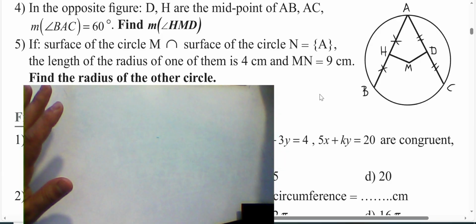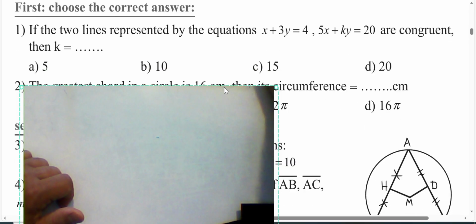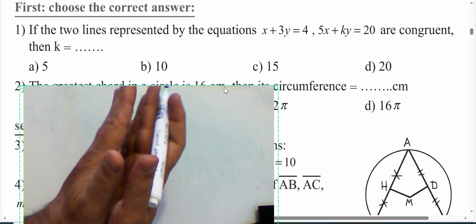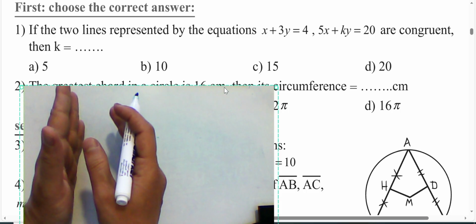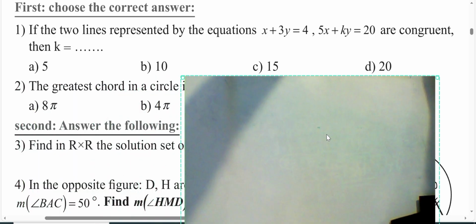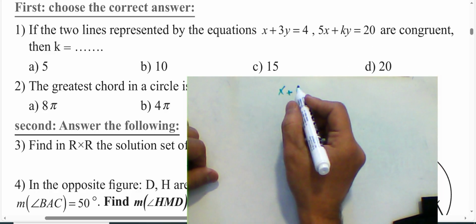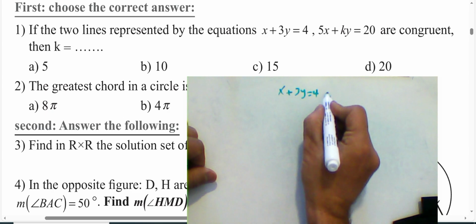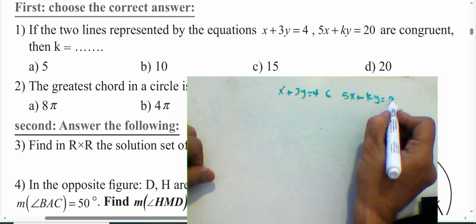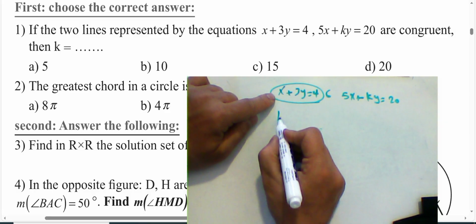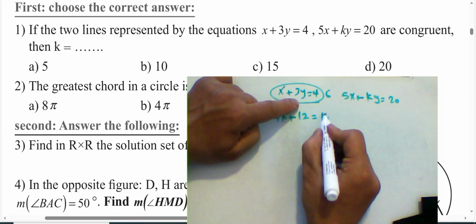Okay, next exam model, letter C. We have two lines that are congruent. Congruent means coefficient of x equals coefficient of x, coefficient of y equals coefficient of y, and constant equals constant. Look at here, we have 20, but this 4 we must multiply by 5. The first equation is x plus 3y equals 4, and the second is 5x plus ky equals 20.